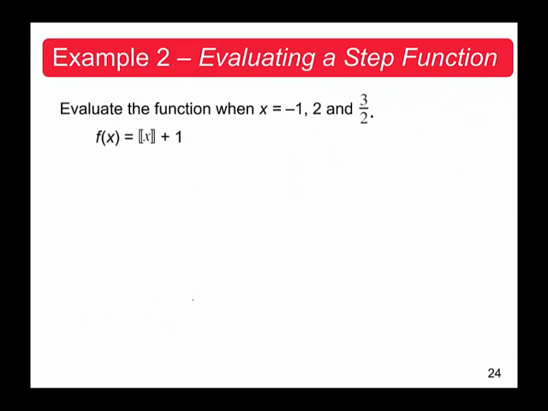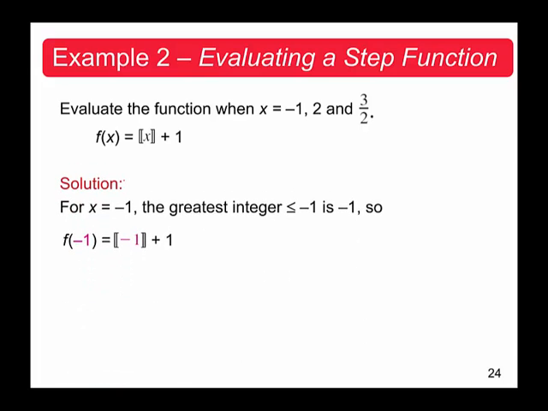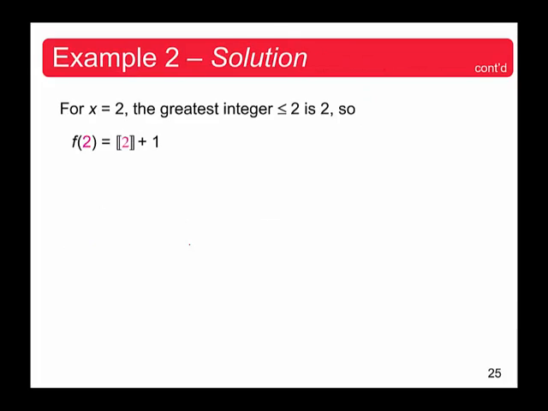Okay, so now let's look at this. f of x equal to greatest integer of x plus 1. So the greatest integer less than or equal to -1 must be -1. Okay, so we get -1 plus 1 gives us 0. Right? Yeah. And second one, the greatest integer less than or equal to 2 must be 2. So you get 2 plus 1 gives us 3.